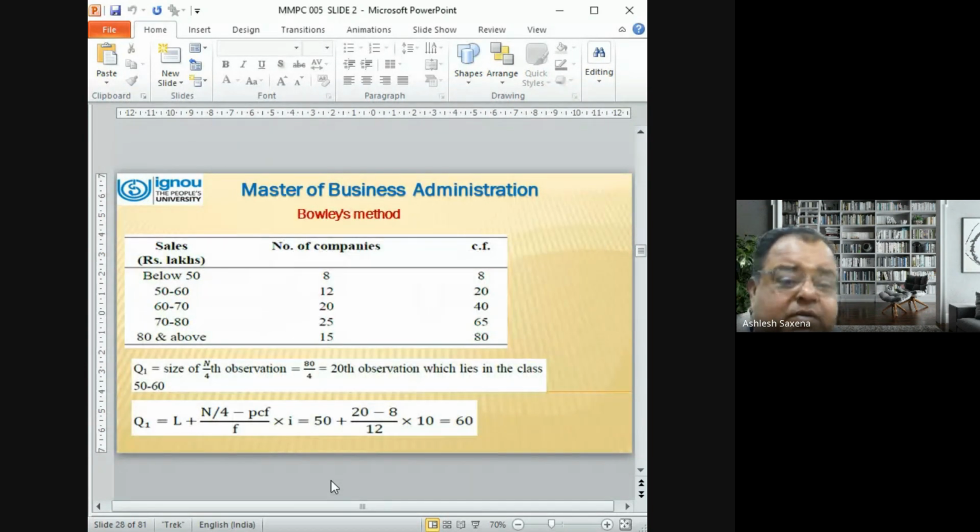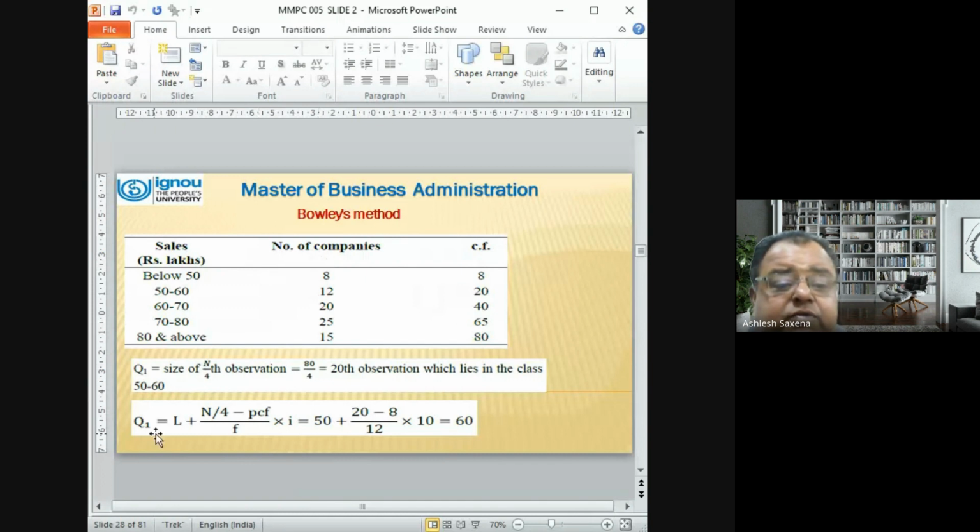Now for a different problem, I'm using this: below 50, 50 to 60, 60 to 70, 70 to 80, and 80 and above. We have the number of companies: 8, 12, 20, 25, 15. We have to calculate cumulative frequency because we will be using Q1, Q2, and Q3. I'm repeating again how cumulative frequency is calculated. 8 in front of 8, 8 plus 12 is 20, 20 plus 20 is 40, 40 plus 25 is 65, and 65 plus 15 is 80. When you sum this up, it will be 80.